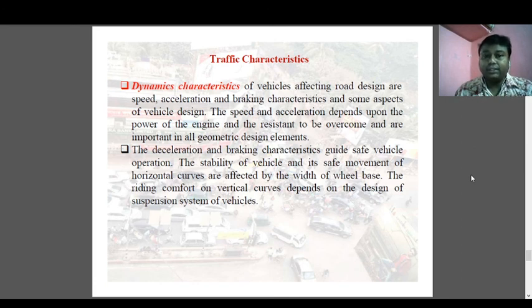The deceleration and braking characteristics guide the vehicle operation. The stability of the vehicle and its movement on a horizontal curve are affected by the width of the wheelbase. So these are the dynamic characteristics.